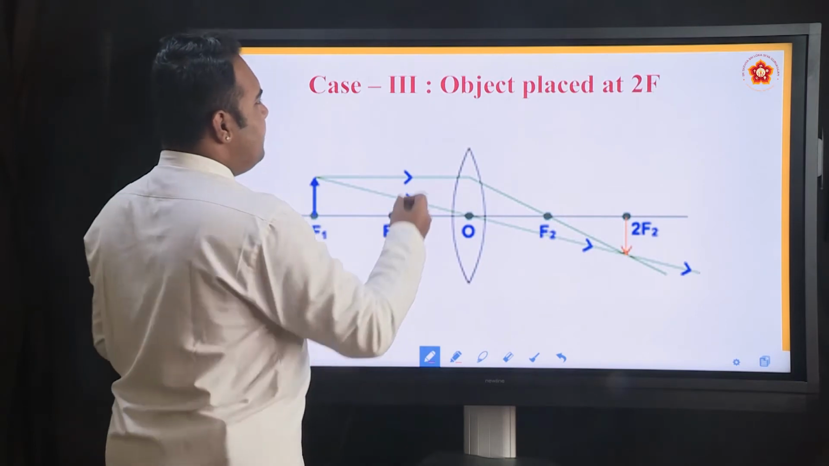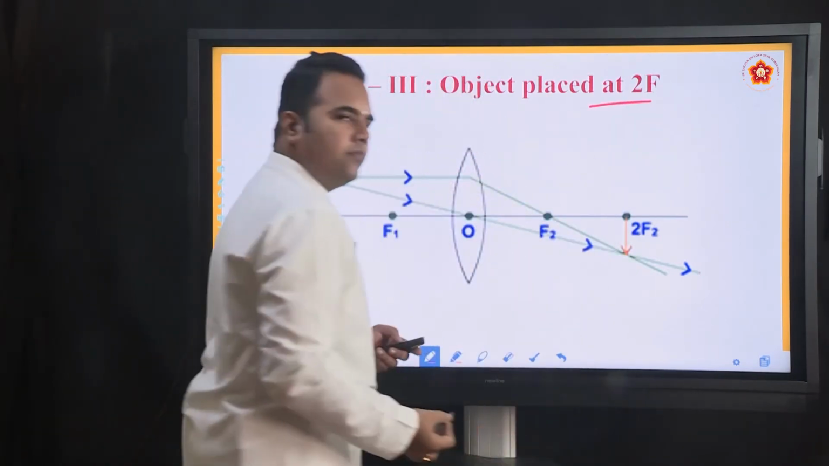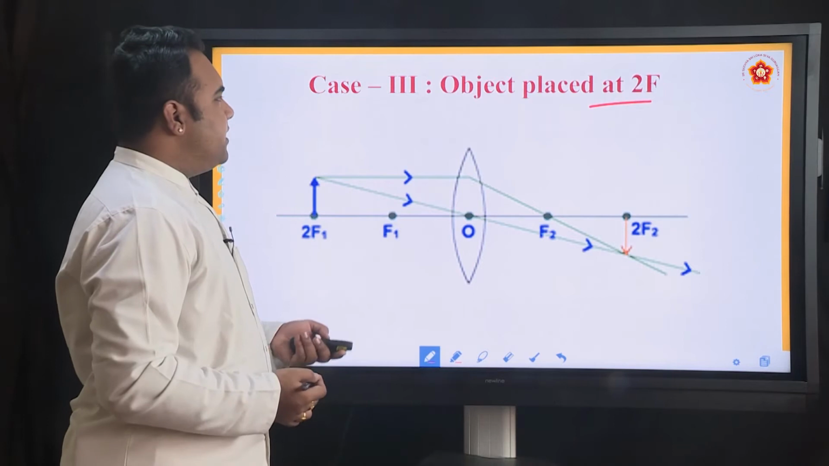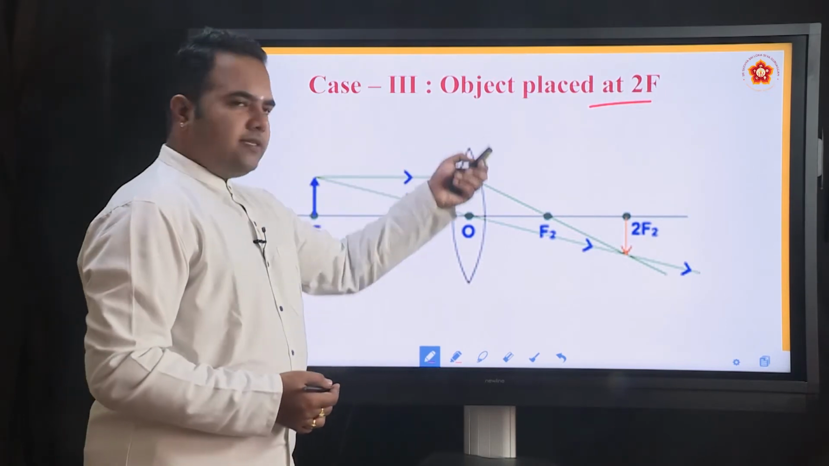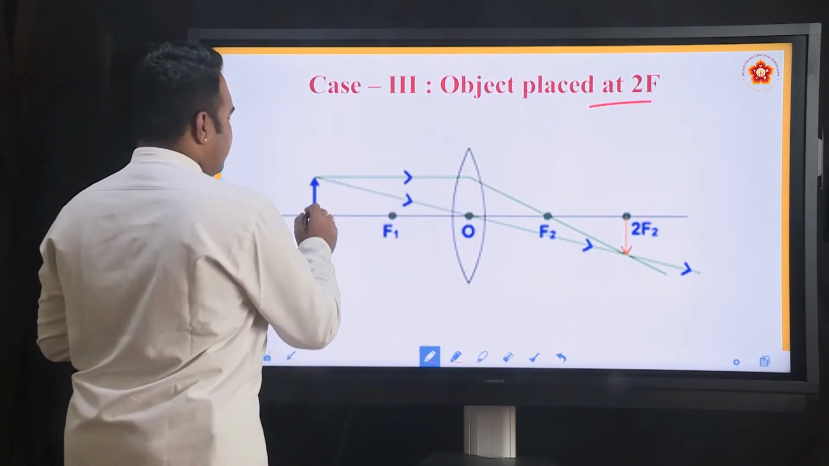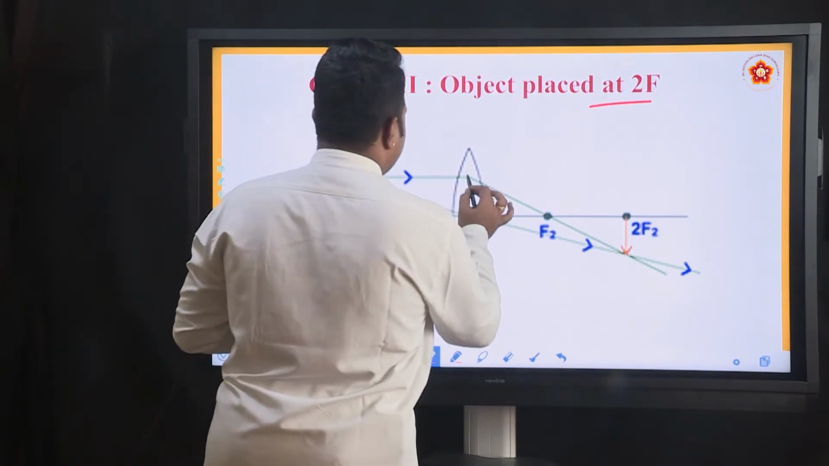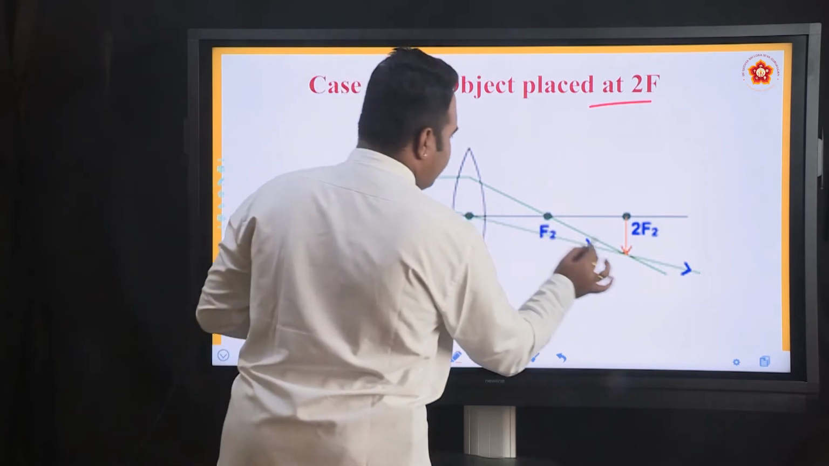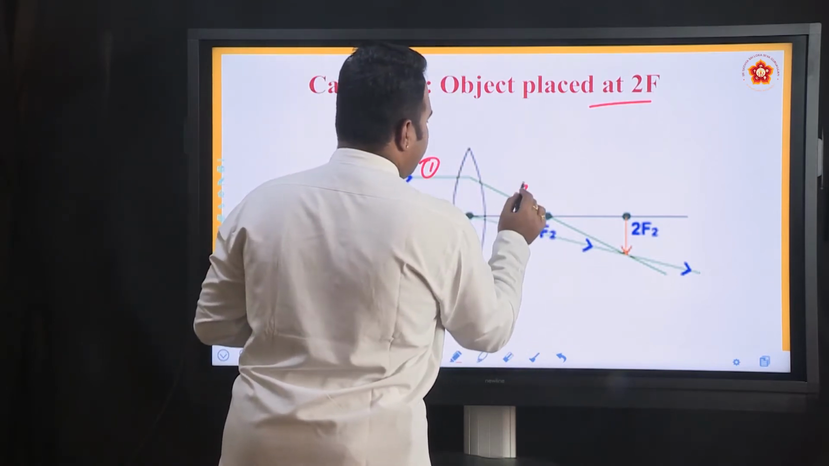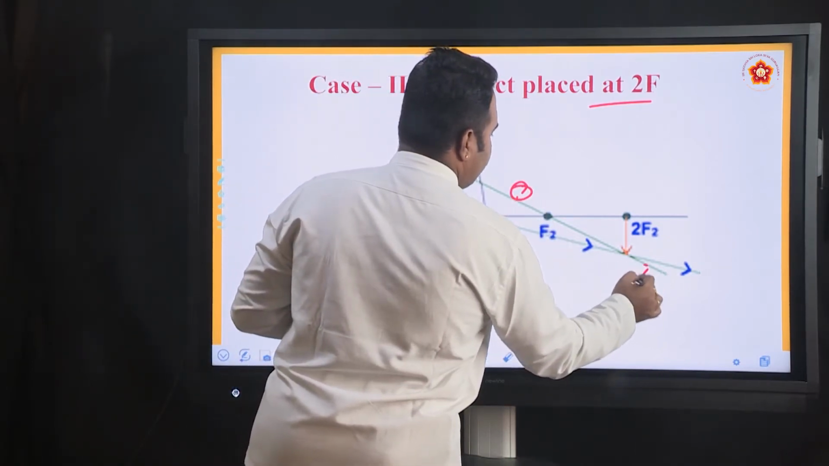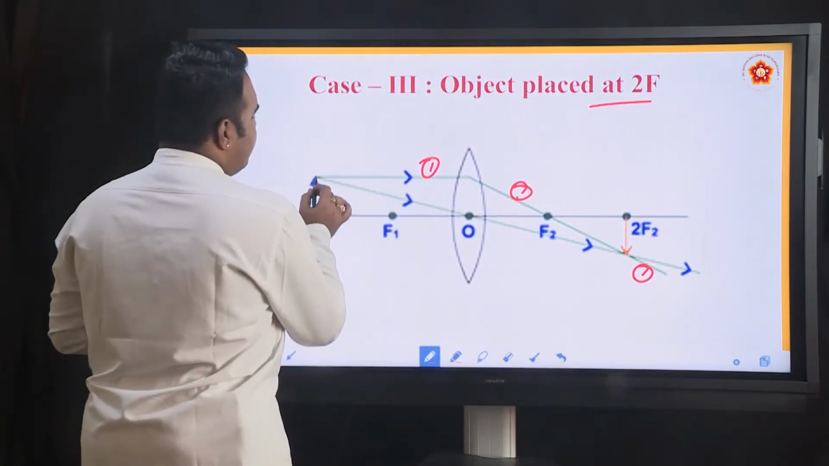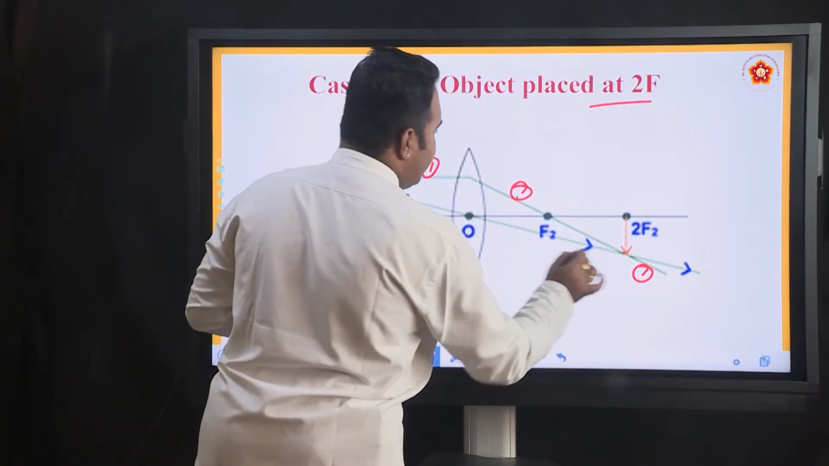Case 3, object placed at 2f. In the case of mirrors it was object placed at C. Here we call it 2f. So the object is placed here. Choose two rays of light. One ray of light which is coming parallel passes through the focus. So this is the first ray of light. Another ray of light passing through the optical center goes undeviated.